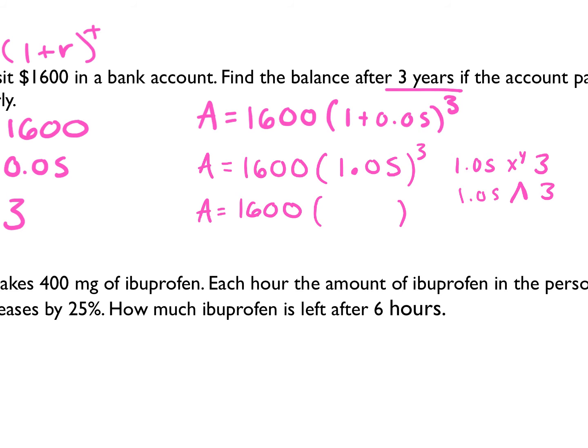So 1.05 raised to the power of 3 gives us 1.157, and we keep going. Keep it in your calculator if you can. If not, write all the decimal places down. What do we do last? Multiply. So we just multiply it by 1,600. What do we get? $1,852.20. Awesome. We're dealing with money, so we round to 2 decimal places.